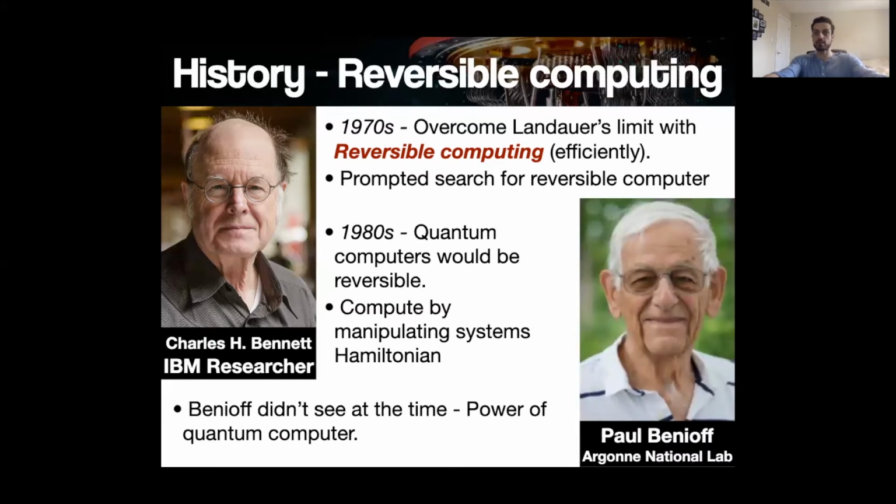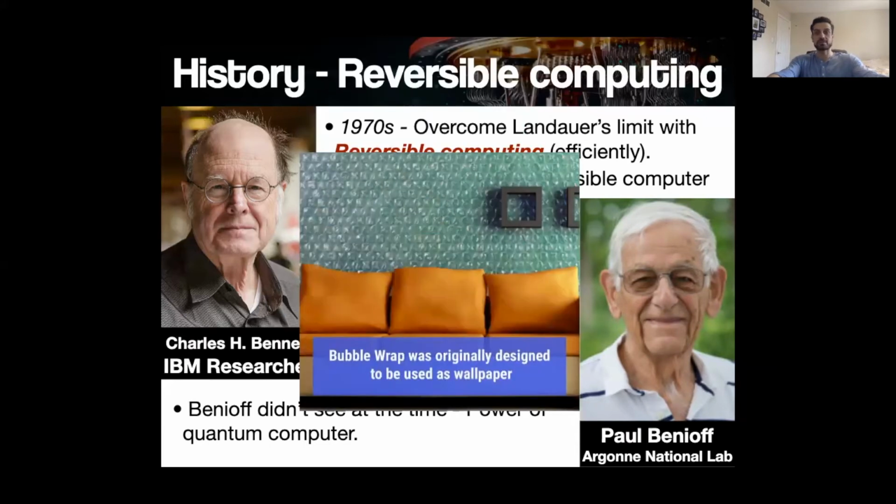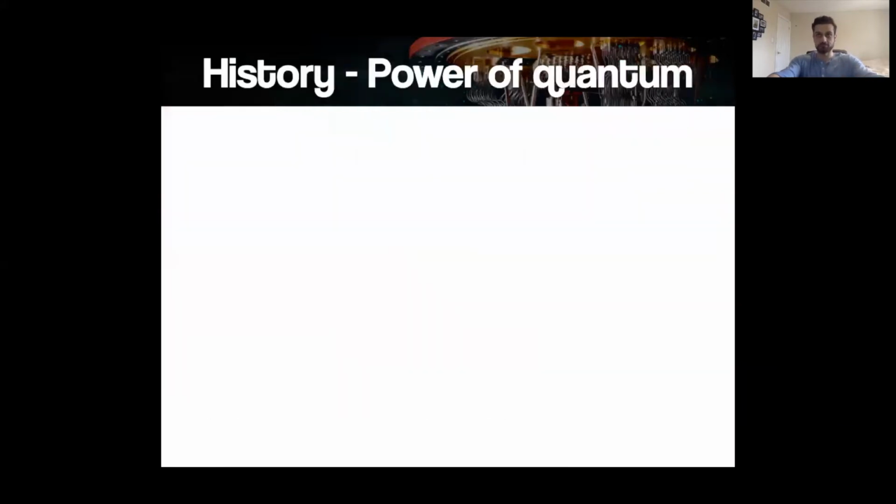Suggesting quantum computers as a way to overcome this limit on transistor size is like discovering bubble wrap and using it for wallpaper, which was actually the original use for bubble wrap. It was originally designed to be wallpaper, but then people found a much more useful use for it, as we do with quantum computing.